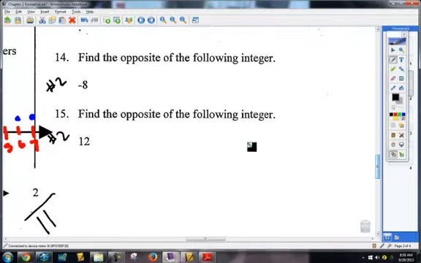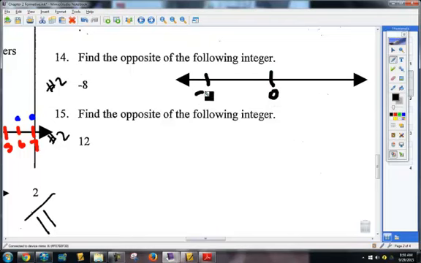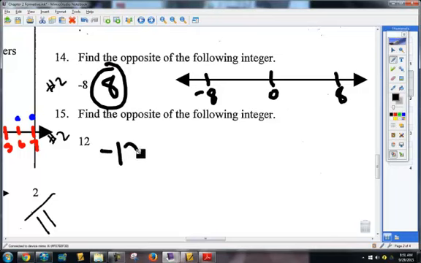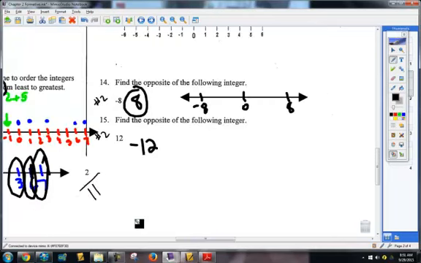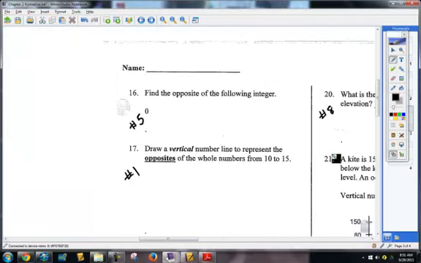Okay, next one. Find the opposite of the integer. Well, that's -8, and I know that opposites, if you think about it this way, the opposite of any number is going to be on the other side of 0, but the same distance from 0. Don't those two have the same distance from 0? Yeah. The same absolute value, so this is going to be +8. Okay, find the opposite of 12. Well, that's going to be -12. Okay, that page is out of 11, guys. Go on to the next page now.